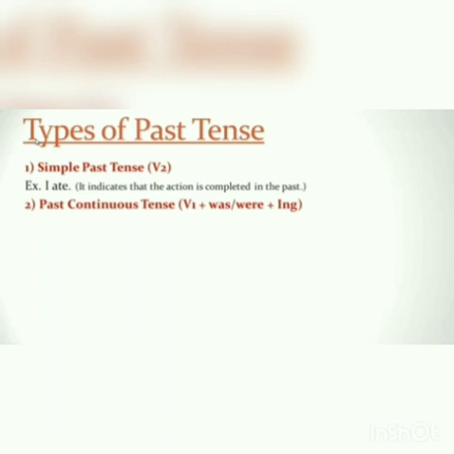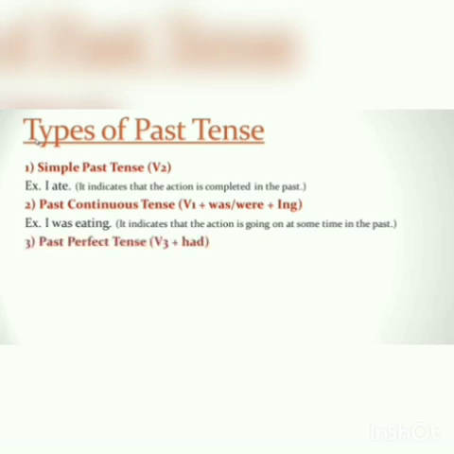Second one, past continuous tense. The structure is V1 plus was or were plus ing. Okay, children, remember past continuous tense, you have the first form of verb plus was or were plus ing. I was eating. It indicates that the action is going on at some time in the past. Okay, it happened sometime in the past. The action was going on at that time.